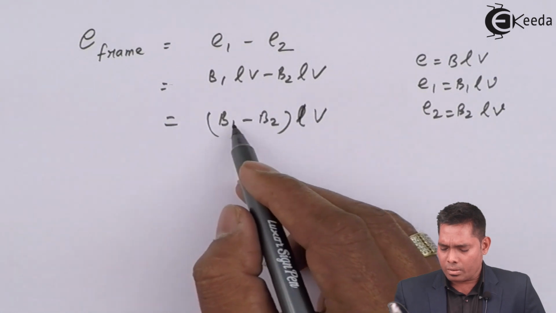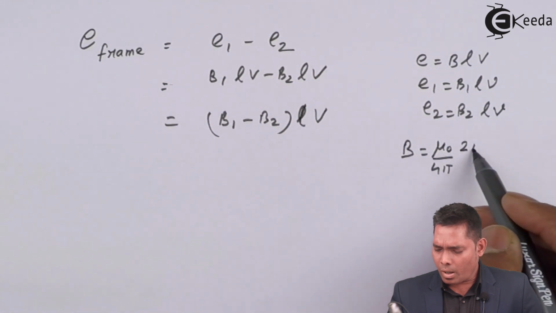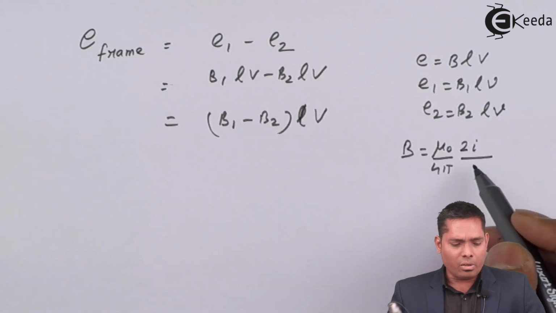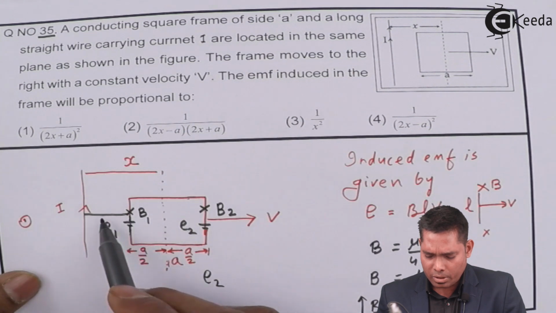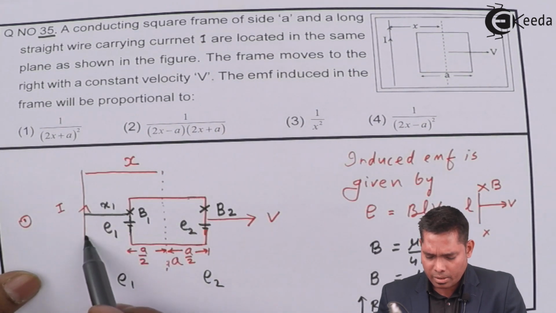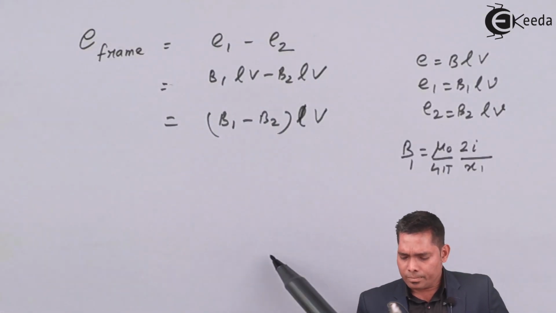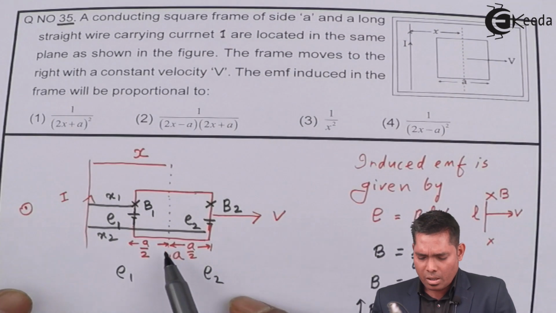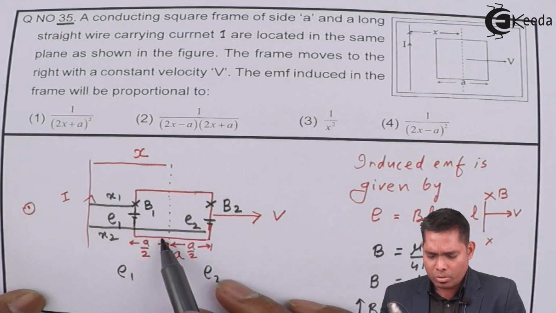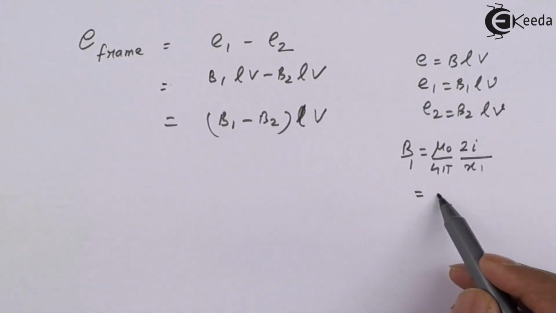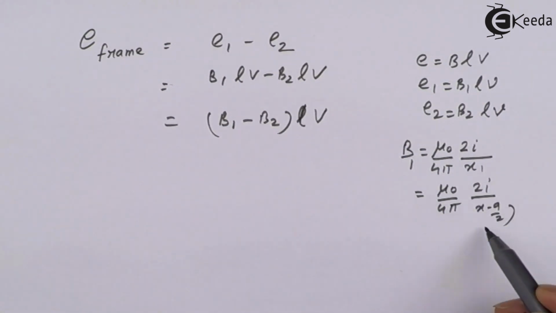What is B1? B1 is mu 0 upon 4 pi, 2I divided by R, and this distance you write. This is the distance used for this, and suppose this is x1 and this distance is x2, so I write x1 for B1. And how much is this distance? This total distance is x, and I'll subtract a by 2, so I'll get x1. So mu 0 upon 4 pi, 2I by x minus a by 2.